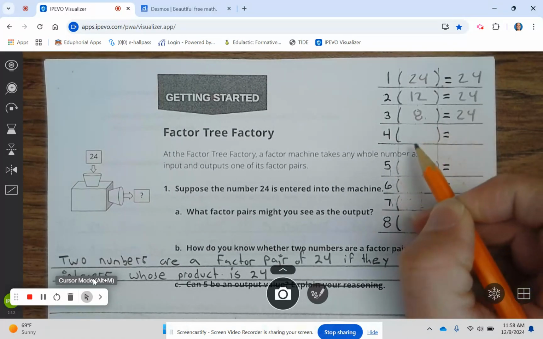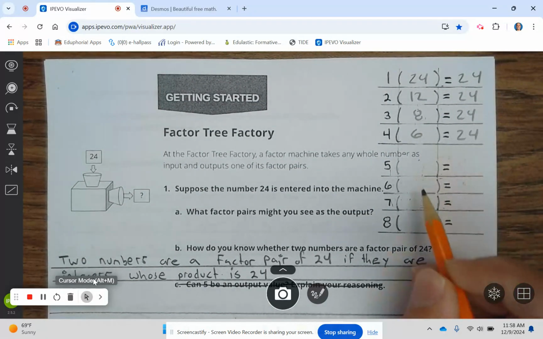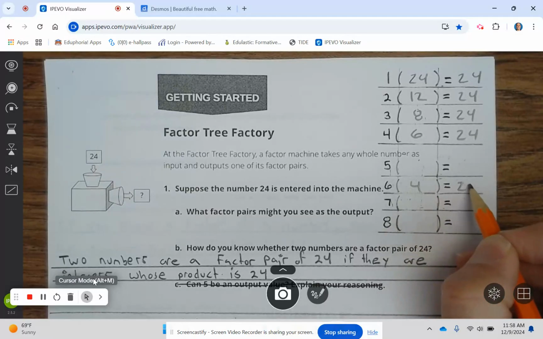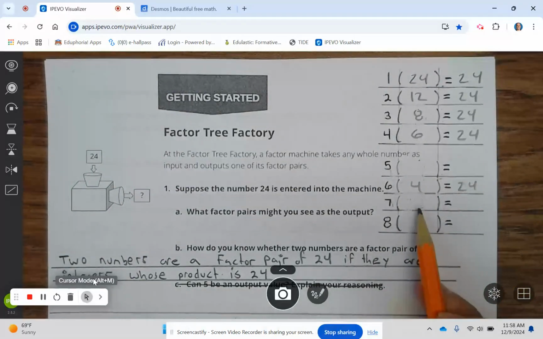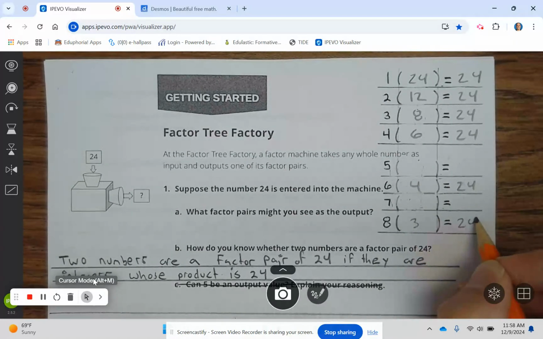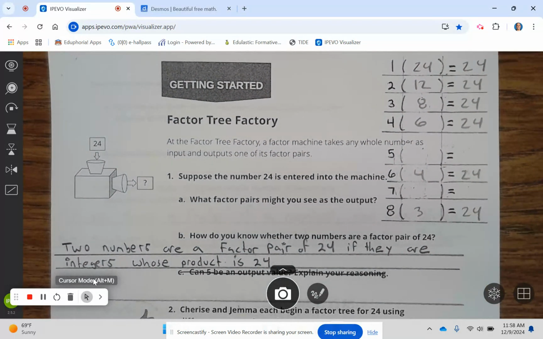24, 4 times 6 is 24, 5 doesn't work, 6 times 4 is 24, 7 doesn't work, 8 times 3 is 24. B. How do you know whether two numbers are a factor pair of 24? Two numbers are a factor pair of 24 if they are integers whose product is 24.